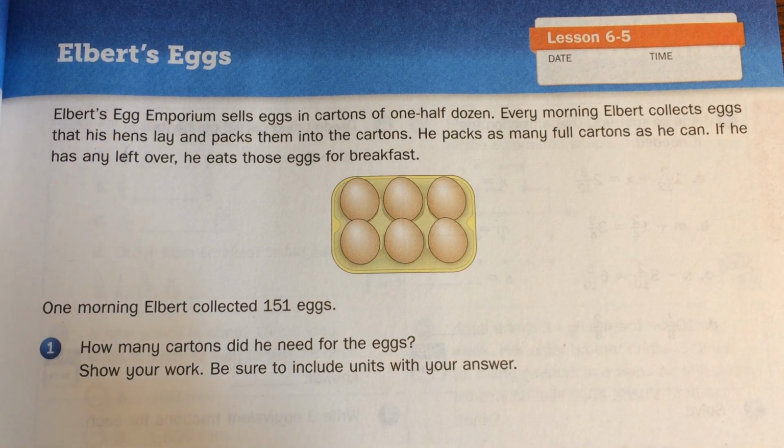Elbert's Egg Emporium. Nice use of alliteration there, by the way. Sells eggs in cartons of 1/2 dozen. Every morning Elbert collects eggs that his hens lay and packs them into the cartons. He packs as many full cartons as he can. If he has any left over, he eats those eggs for breakfast.